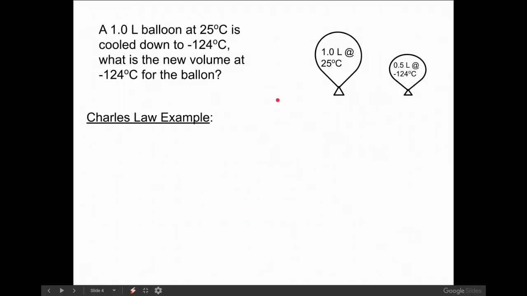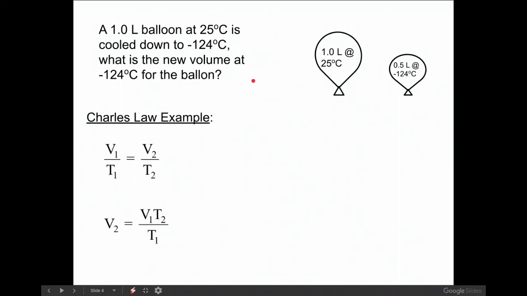So let's do an example. We have this 1 liter balloon at 25 degrees Celsius. It is cooled down to negative 124 degrees Celsius. What is the new volume? See the word "at"? That "at" associates the 1 liter with the 25 degrees Celsius. That would be my V1 and my T1, while the negative 124 is the T2. Yes, we could rearrange it to start with V2, T2, but since this was the beginning, I like to start with V1, T1. If you get confused, always write the equation the way you know it.